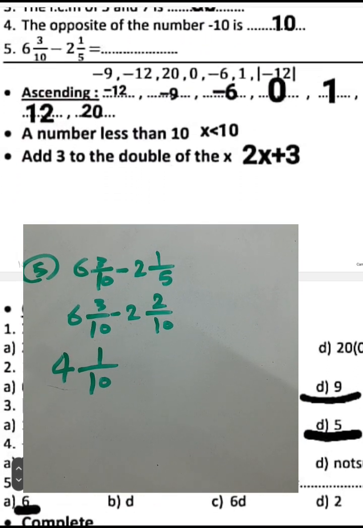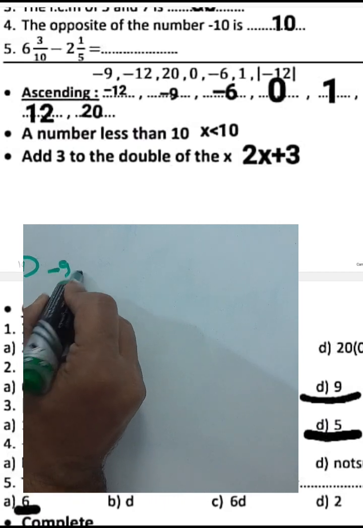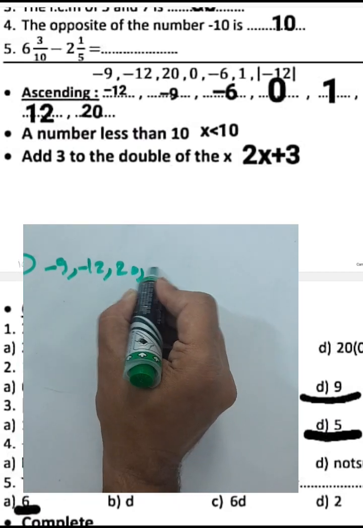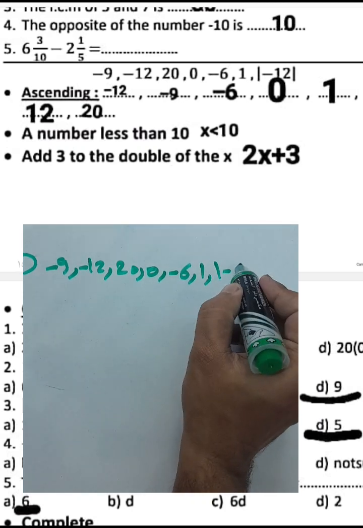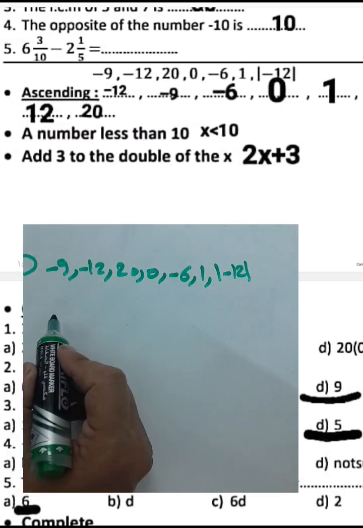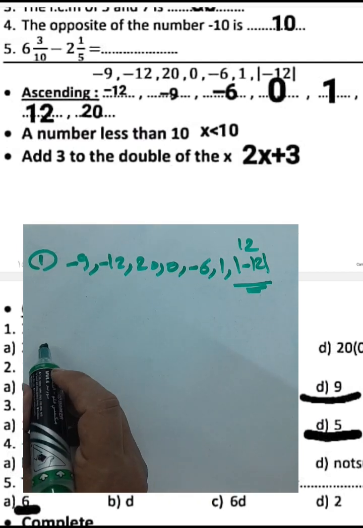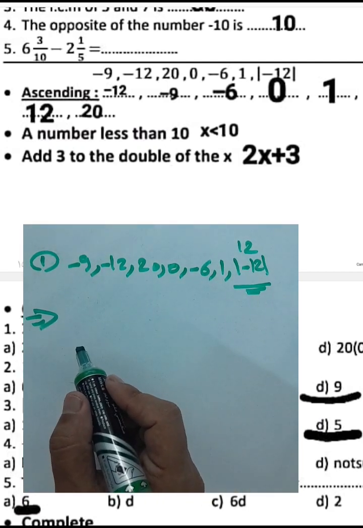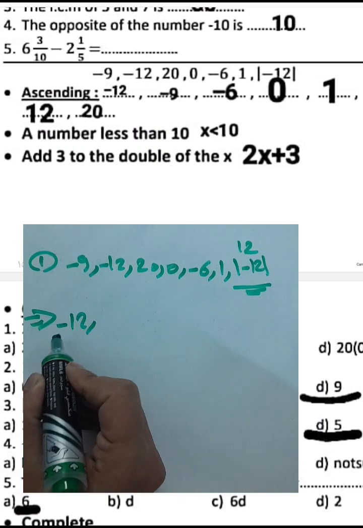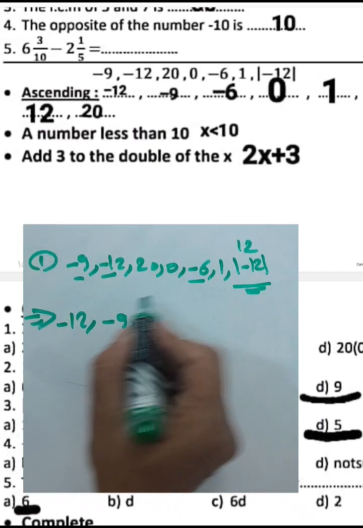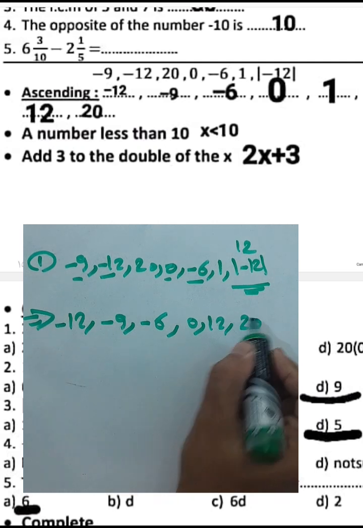Arrange these numbers ascending, meaning from least to greatest. Here we have -9, -12, 20, -20, 0, -6, 1, absolute value of -12. Okay, look at this with me. We must find the absolute value of -12. It will be 12. Then the order from least to greatest, ascending, meaning from least to greatest, right? -12 the first, and then -9, -6, right? 0, 1 and 12, and the last one will be 20.